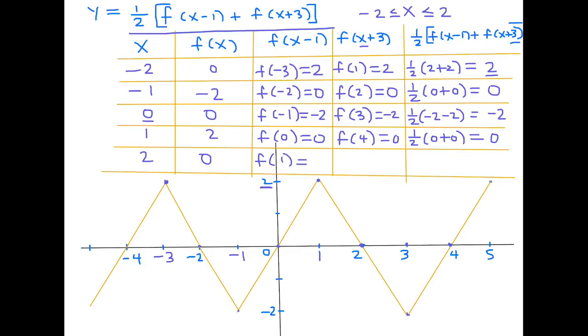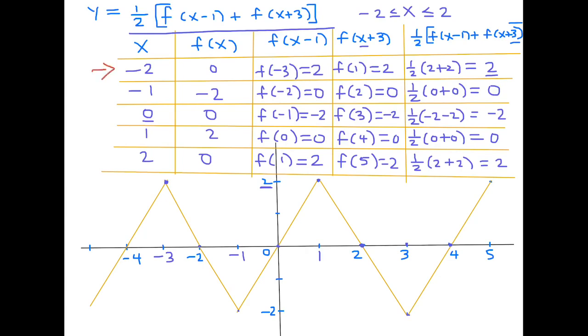Which is right here. Positive 2. And this becomes f at 5, which is also 2. And therefore, the last point is 2 plus 2, which is 2. So now we'll graph this on the graph that we already made.